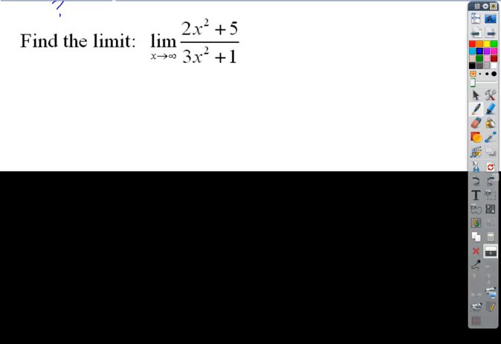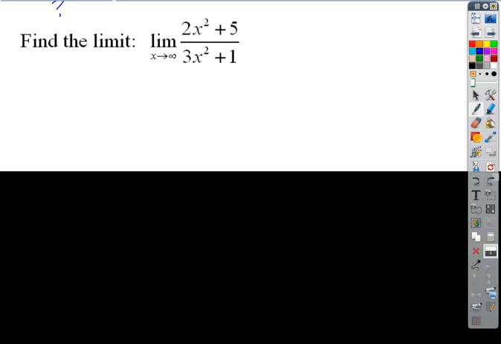But later on in the year, that's called L'Hopital's rule, and that's what we will do: differentiate the top and the bottom. And it works. It honestly does work. But we're not going to do that now. Why? Because we don't know that yet. That's chapter 7. No, there's a better, easier way.